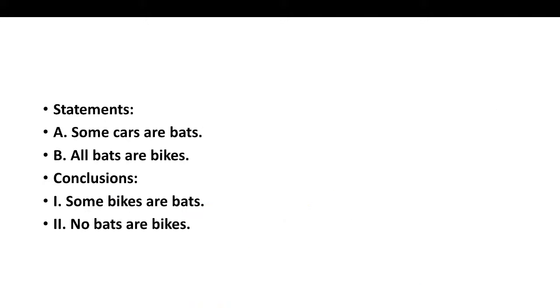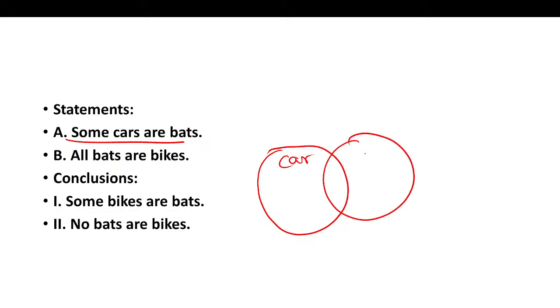Can you answer this question? It is from Syllogisms. Some bikes are bats. Some cars are bats. All bats are bikes.